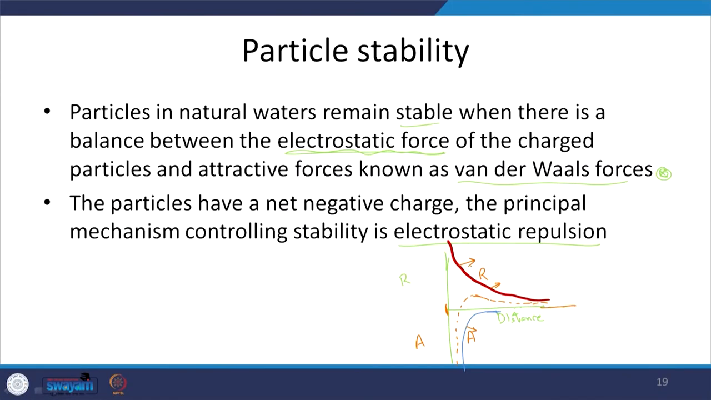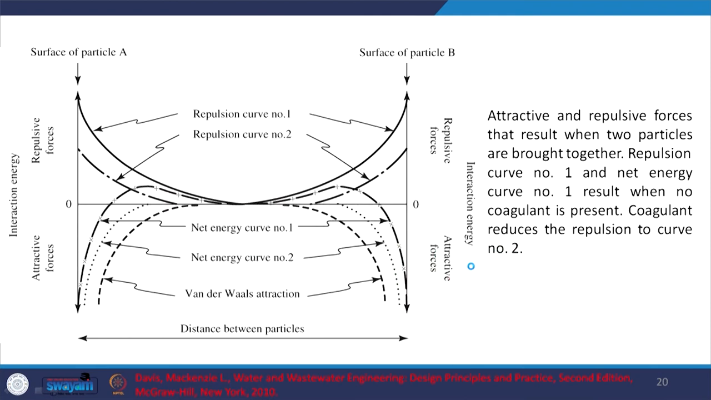How do I make them come together? I can see to it that this electrostatic repulsion is decreased. Let me look at that. We will just look at this curve and end this session for today. Here is the surface of particle A and the surface of particle B. I have two cases: repulsion curve number one and net energy curve number one, when no coagulant is present. Particle is zero, here zero. As I bring one towards the other, the repulsion force is this, and this is my van der Waals force of attraction, which increases greatly if I am very near. If I am very near, you see that it's remarkably high, right?